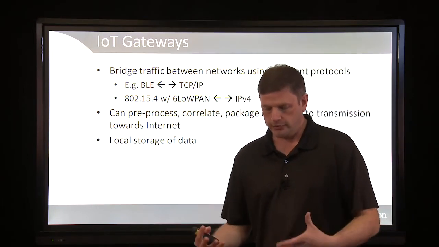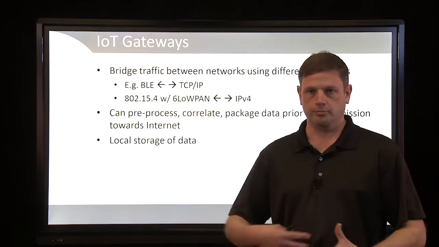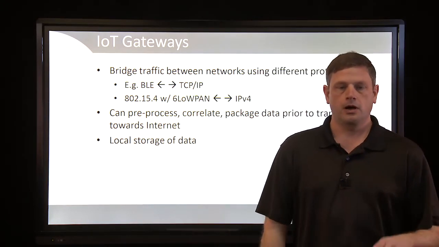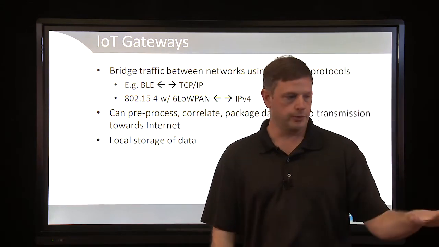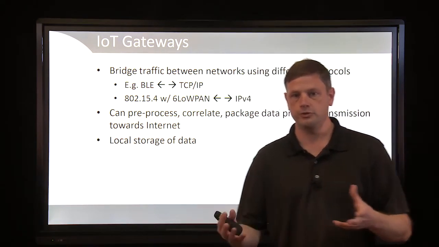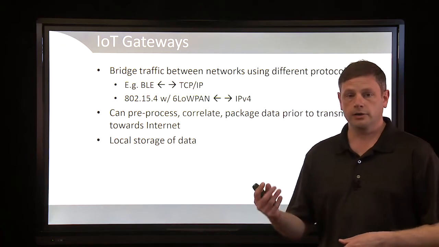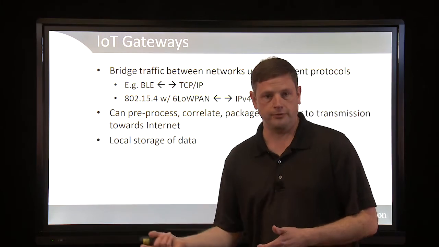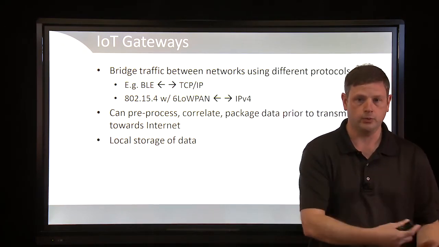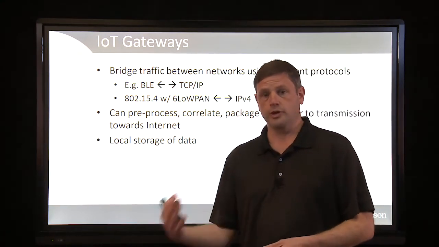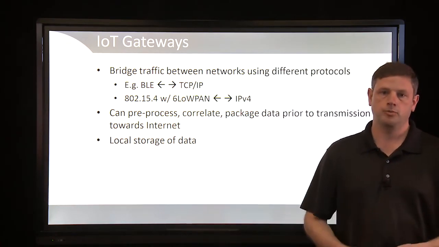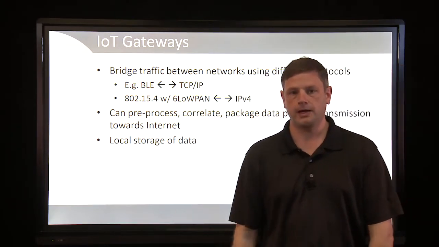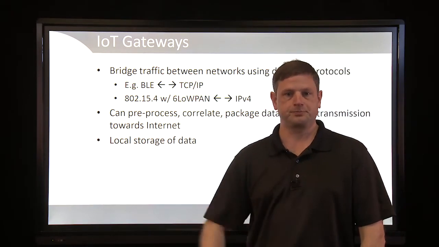Gateways. The job of these gateways is to bridge from one network to another, if they're even required. The device could do IP, may or may not need a gateway. So for example, Bluetooth Low Energy to TCP/IP. You could use an IoT gateway for that. Another example, 802.15.4 with 6LoWPAN, you need to get that data to IPv4, you're going to need an 802.15.4 gateway. These gateways can also pre-process, correlate, package data prior to getting it up to the internet. As well, they could store data locally in the event the internet connection goes down, and then publish it when it comes back up.